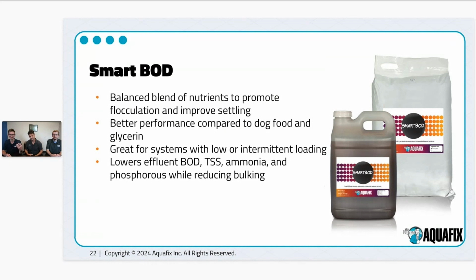And looking at glycerin, I would say it's like giving your plant a candy bar, super high in carbon, with some impurities. Smart BOD is essentially like giving your plant a well-balanced diet. So focusing on that 100 to 10 to 1 carbon to nitrogen to phosphorus ratio, Smart BOD is exactly balanced for that.